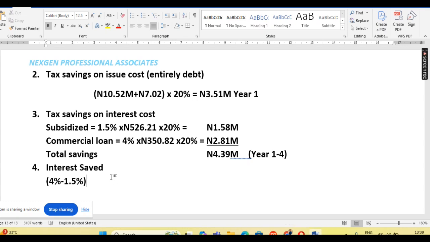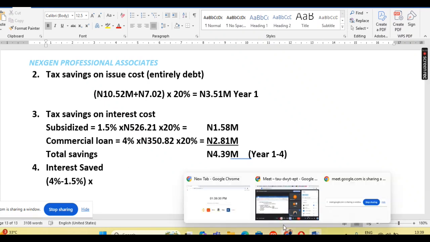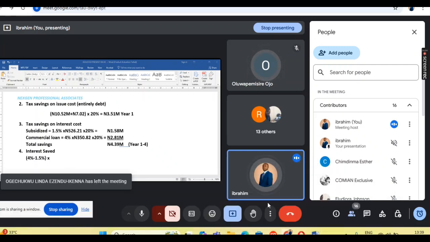So where did you save it? You save it on what? On where did you save it? On the subsidized loan. Is that not so? Now, as you can see in our previous lecture, you save it on the subsidized loan because that is where you decide to go. You have a subsidized what?